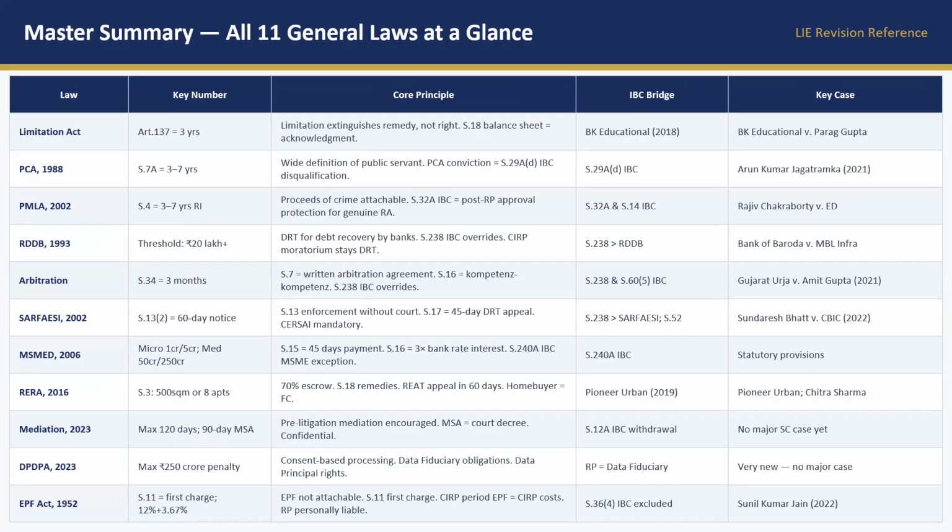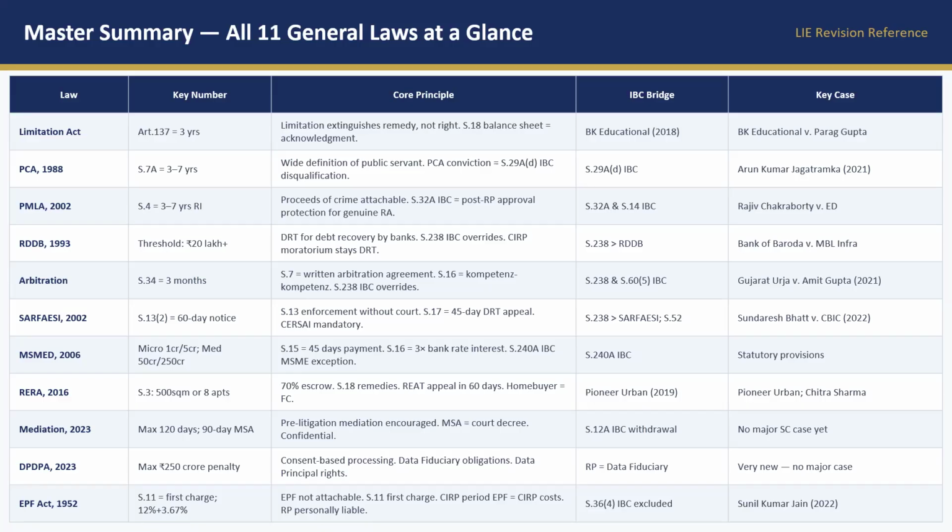Prevention of Corruption Act, normally the punishment is 3 to 7 years, but in case of habitual offenders, the punishment is 5 years to 10 years. So it has a wide definition of public servant. And any conviction under the Prevention of Corruption Act leads to disqualification under IBC also.